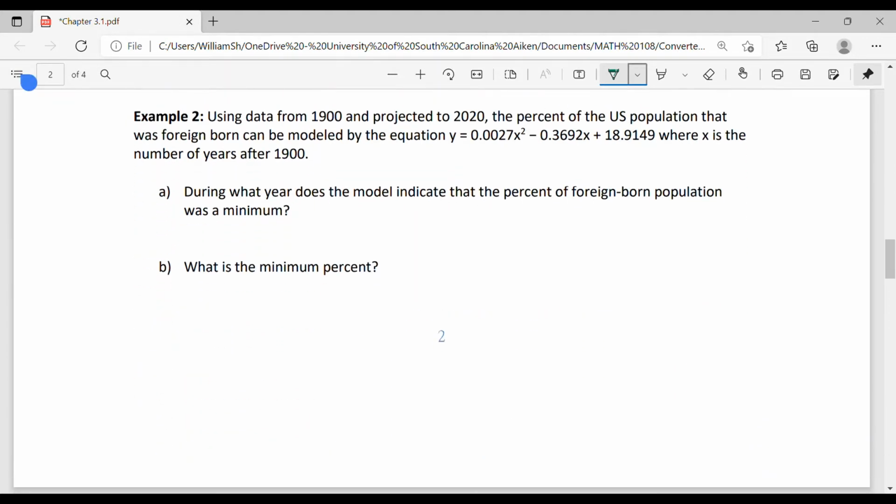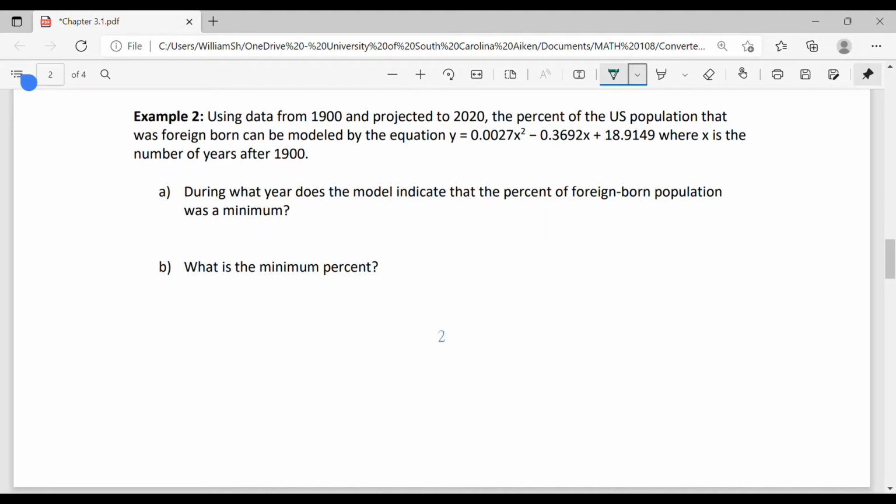Now let's look at example 2. Example 2 says, using data from 1900 and projected to 2020, percent of the U.S. population that was foreign-born can be modeled by the equation y equals 0.0027x squared minus 0.3692x plus 18.9149, where x is the number of years after 1900. During what year does the model indicate the percentage of foreign-born population was a minimum? So, it also wants to know for B what the minimum percent is.